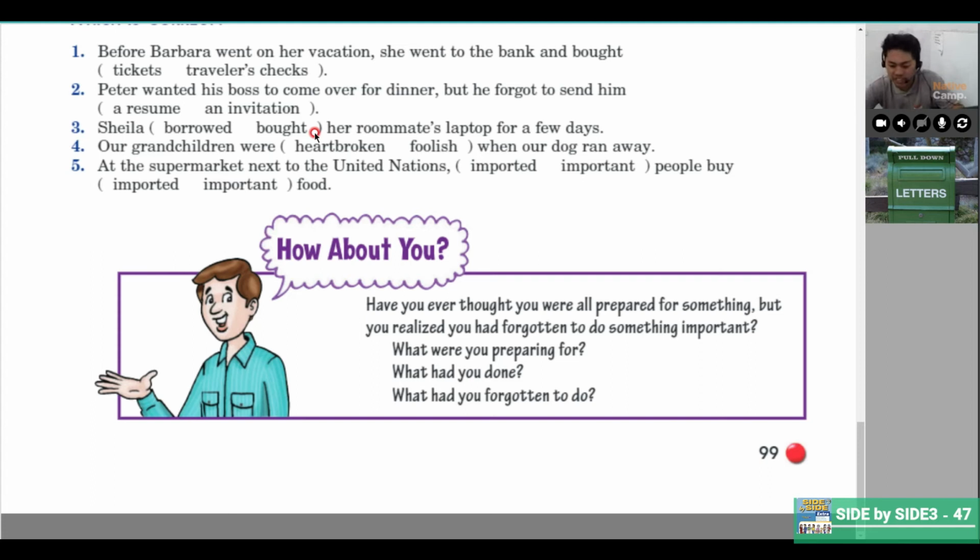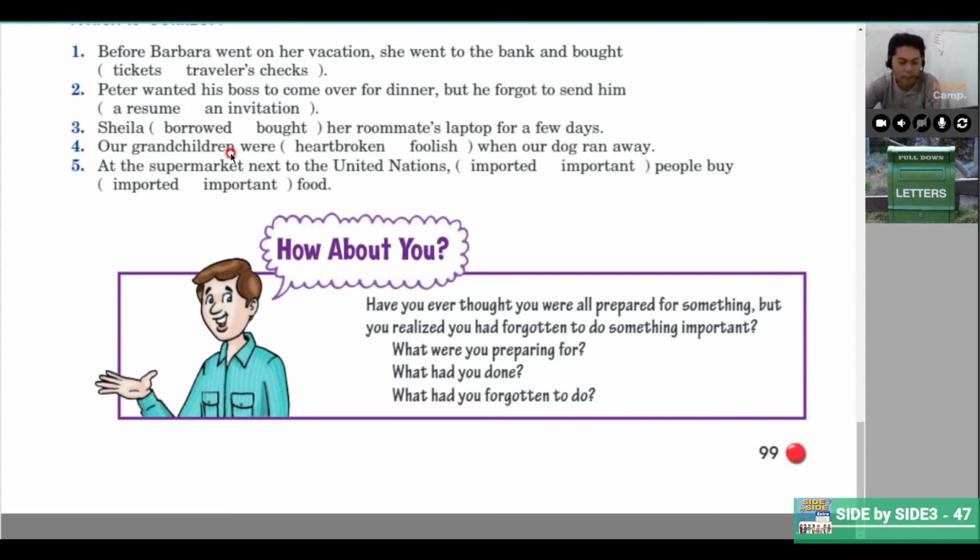Okay, that's right. Although if I am to say, you can still use bought here, especially since there's no context for the sentence. So let's say, for example, her roommate really needed money, and then her roommate says, hey, I will sell you this laptop of mine. Can you buy this? Oh sure, I will buy this, right?